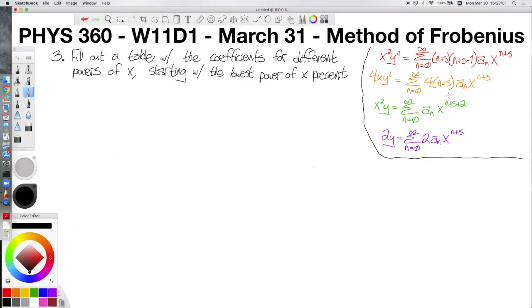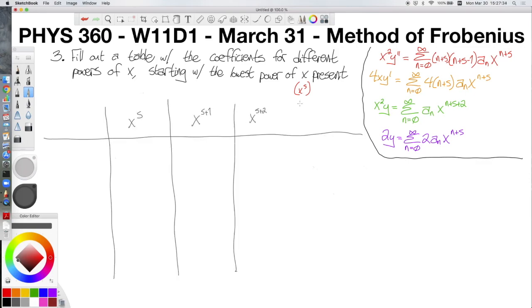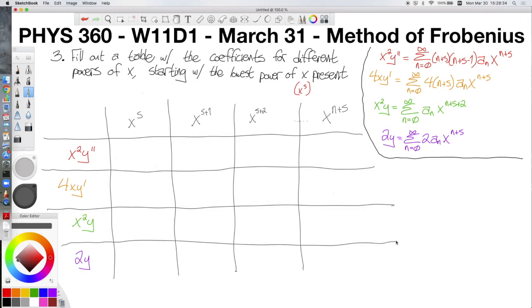So this means as we start to fill out our table, the lowest power of x we're going to have to worry about is x to the s for this problem. So let's make our table. As before, we will have columns for each of our powers of x, starting with the lowest power of x we have, which is x to the s for this one. And then again, at the very end, we will have a general term. But instead of our general term being x to the n, now our general term is x to the n plus s. So now we fill in the rows of this table with the terms in our power series.